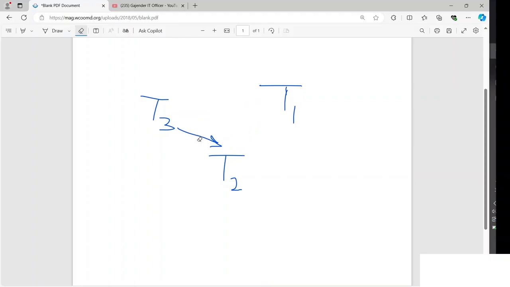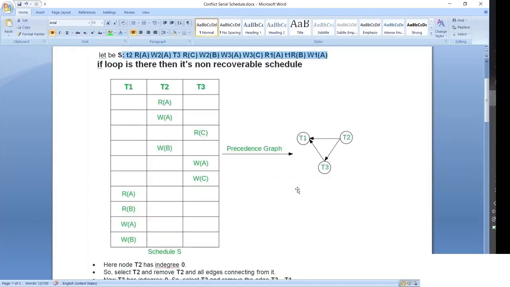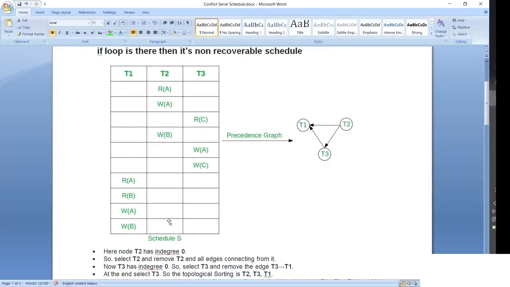Okay, now let's solve the question here. So first, T2 has in-degree 0. So in T2 I have in-degree 0, because no arrow is coming towards T2. So I will pick T2. Then I will select T2 and remove all edges connected to it. So select T2, remove T2, then remove this arrow also.